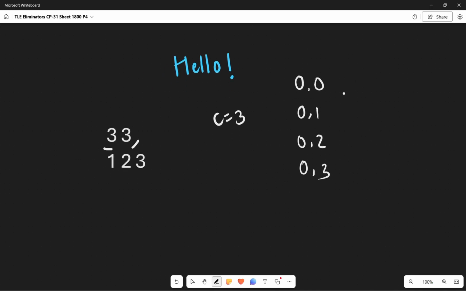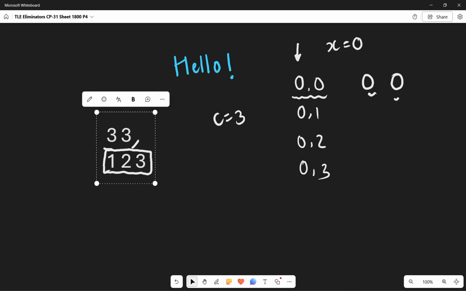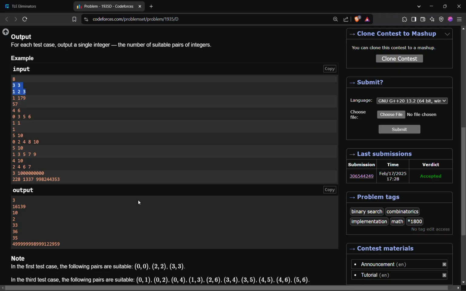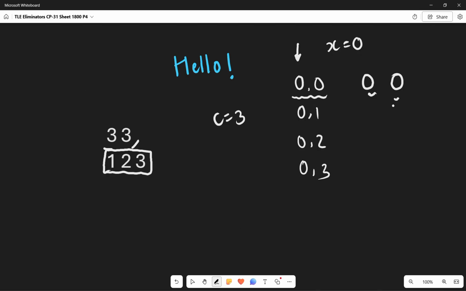So there are some more candidate pairs, but let's check the candidate pairs for which x is equal to 0. Okay, so for this I notice that 0 minus 0 is 0 and 0 plus 0 is also 0, and both of these numbers are not in the set 1 comma 2 comma 3. Makes sense? Yes, they are not there. So this is one of our pairs.